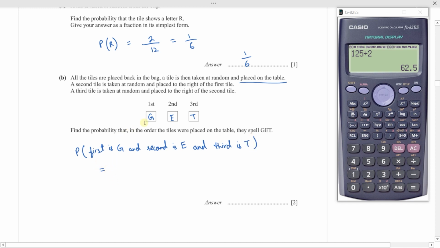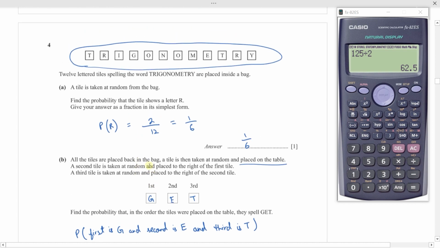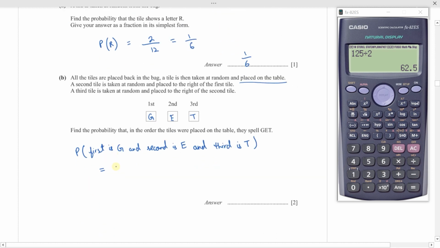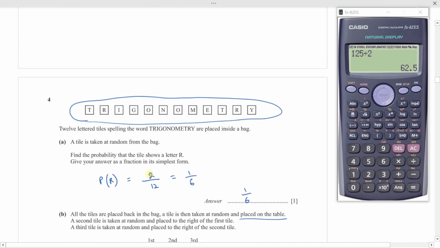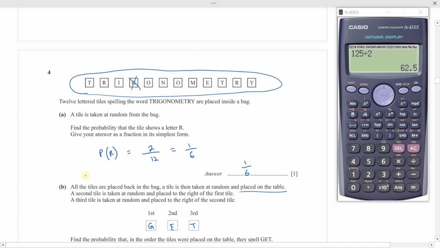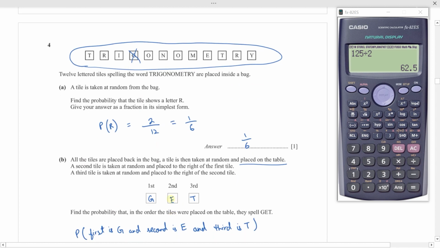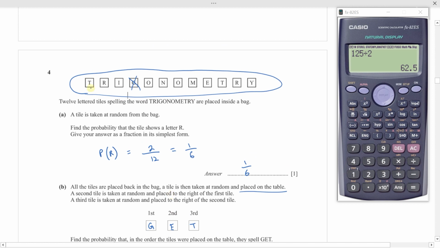So when you're picking the first one, what is the probability that you will get G? You have 12 tiles when you're picking the first one, all 12 in the bag. Out of those 12, only one is G. So that means the probability of getting G on the first try is 1 by 12, and then you will multiply. Now you are left with 11 tiles in the bag. You have picked this G out. Now the next one you're looking for is getting an E. How many E's are there?